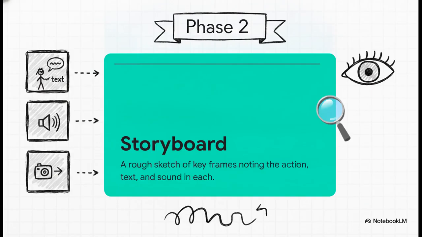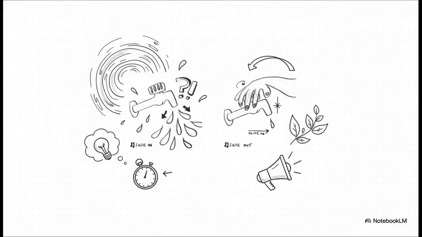It's simply a tool to ensure everyone on your team is on the exact same page before any costly production actually begins. To really picture a storyboard in action, let's think about a water conservation ad. Imagine your first frame is just a quick sketch of a dripping tap, then you add notes for the text, "Do you know how much water we waste every day?" and include an audio cue for the music to slowly fade in. Then your second frame shows a hand turning off that tap. The text updates to small changes can make a big difference, paired with a cue for the music to fade out. It's a perfect, simple blueprint of how visuals, text, and audio combine to tell a really compelling story.